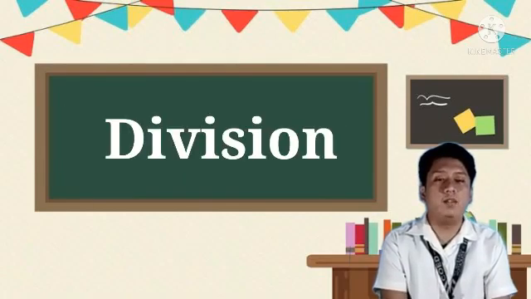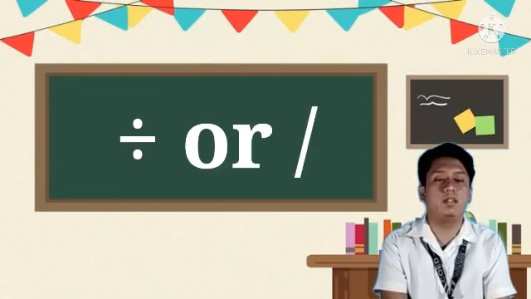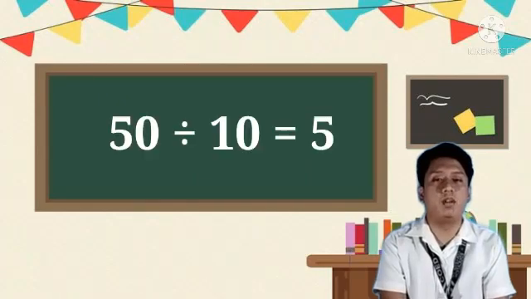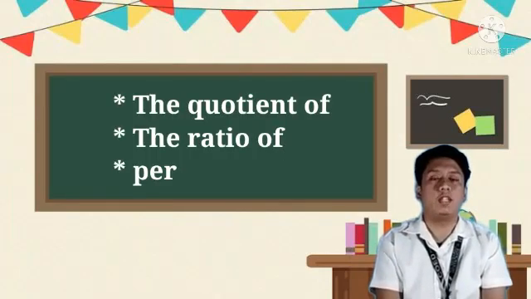Division. Division is a method of distributing a group of things into equal parts. The symbol being used in this operation is divide or slash. For example, 50 divided by 10 equals 5. The other terms for this operation are the quotient of, the ratio of, or per.